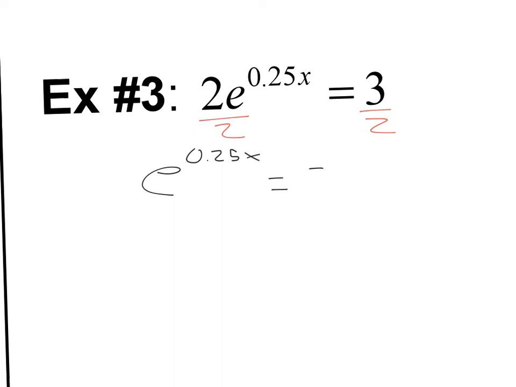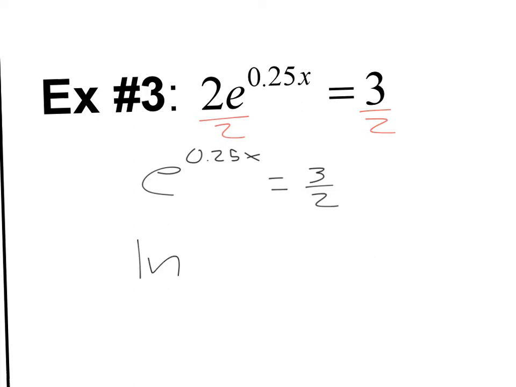0.25x equals 3 halves. And whenever I see a decimal, if I can rewrite it as a fraction, I'm going to try to. Maybe I'll wait a second to do that, but just know that when I see decimals, I'm going to see if I can rewrite it as a fraction. If I can't, no big deal, I can leave it as a decimal, but usually if I can write it as a fraction, it's going to make my life a lot easier. So let's go ahead and write this as a natural log.